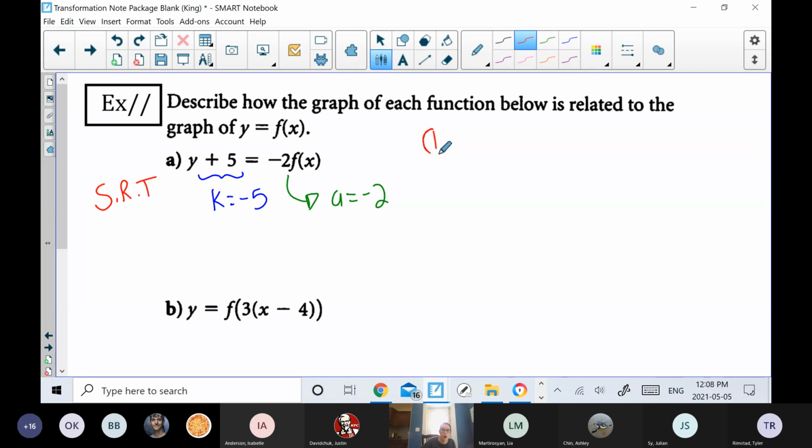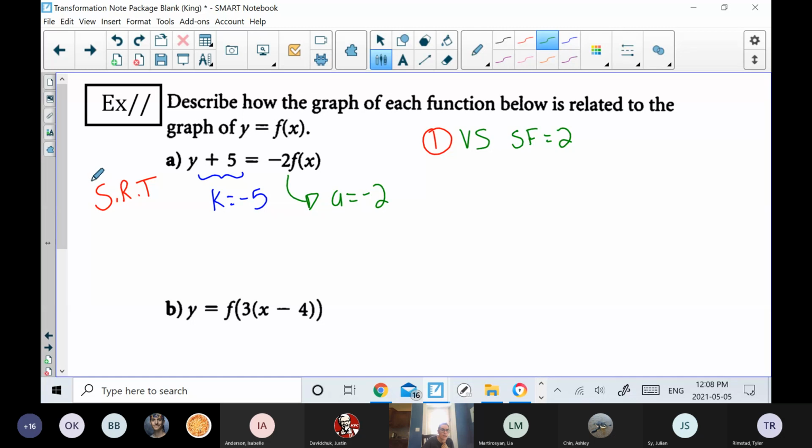So if I was to describe this, I would start with my a value, and the a value is a vertical stretch. So I would say a vertical stretch, and then I would say what the stretch factor is. The stretch factor is always the absolute value of a, so there's a stretch factor of 2. Then I'm going to take care of the negative.